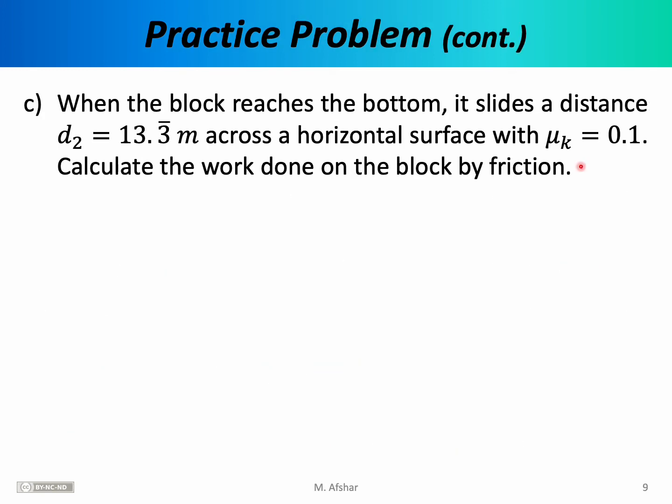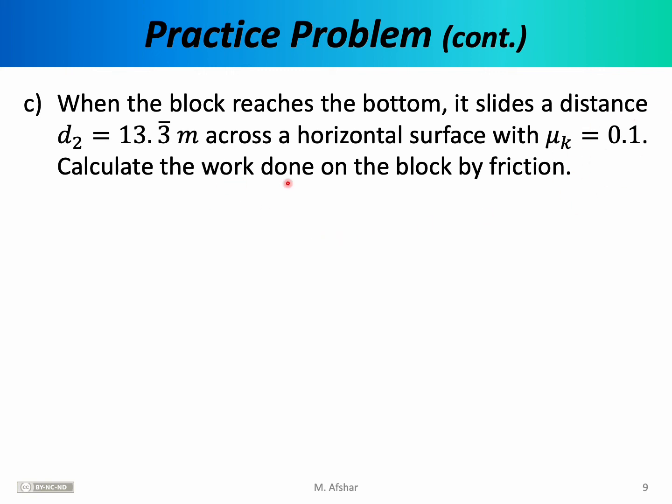Let's continue that practice problem. Part C says when the block reaches the bottom, it slides a distance of 13.3 meters across a horizontal surface with a coefficient of friction of 0.1. Calculate the work done on the block by friction. So we had a block, it slides down an inclined surface, and now it's reached the bottom and is just sliding across the floor. It slides a distance of 13.3 meters, but there is friction on the floor. The coefficient of friction is given to us.